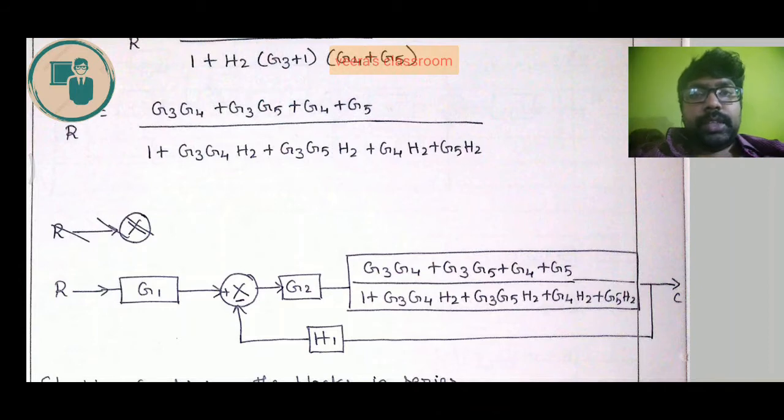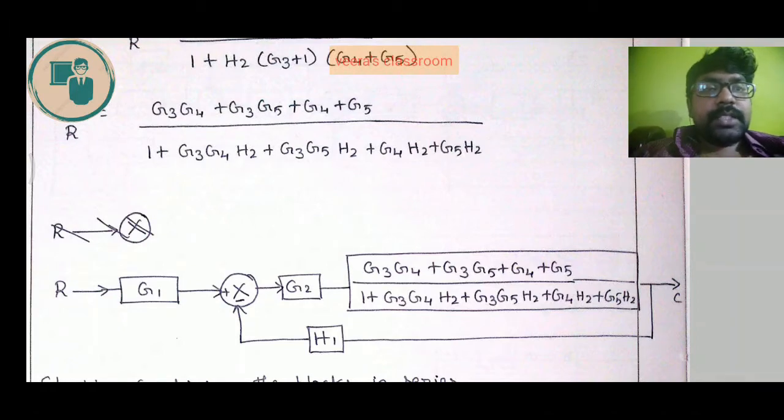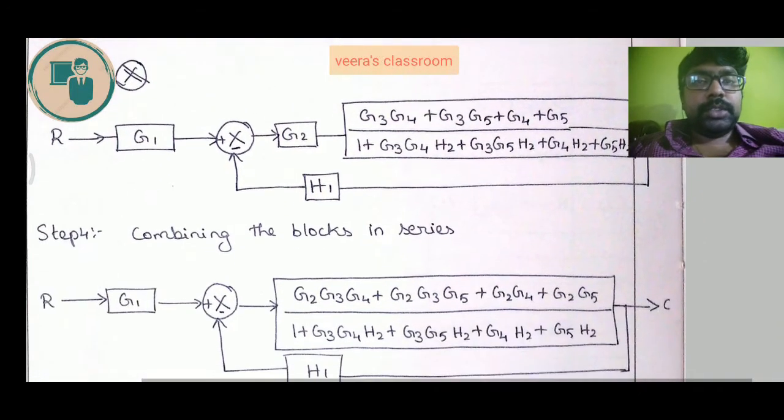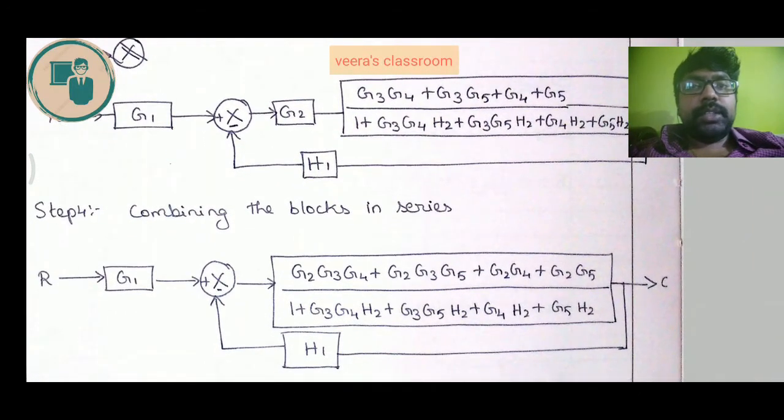After substituting, we can find that the transfer function G2 and the larger block which we have obtained after the feedback loop are in series. So we will just multiply the terms and keep it ready for the other feedback loop elimination. Step number 4, combining the blocks in series, just multiplying G2 with the larger block. So the answer will be G2 G3 G4 plus G2 G3 G5 plus G2 G4 plus G2 G5 whole divided by 1 plus G3 G4 H2 plus G3 G5 H2 plus G4 H2 plus G5 H2.